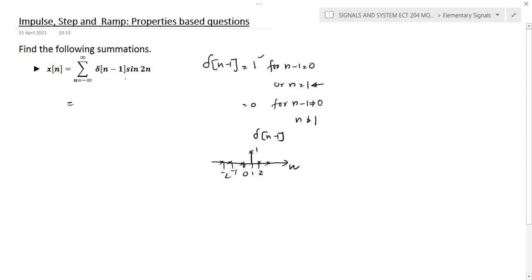So if you multiply these two signals, del of n minus 1 having non-zero magnitude only at n is equal to 1, we don't want to evaluate the equation for the entire limit. We will evaluate only at n is equal to 1. So if you put n is equal to 1, it becomes sine 2.